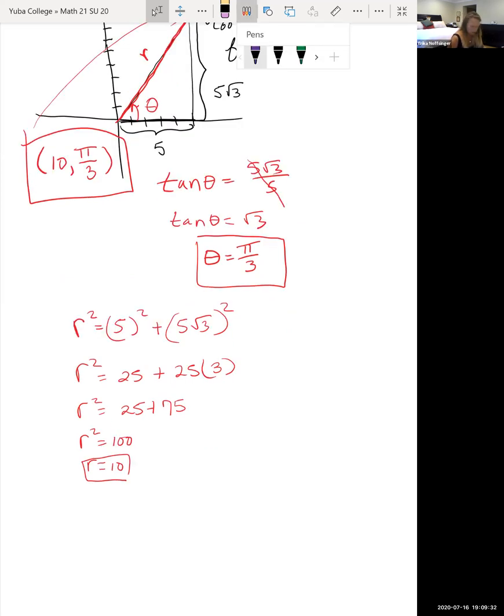Should we do one more? Actually, let's do one like this. Let's say you're given an equation. The letters x and y represent coordinates. Find the equation using polar coordinates r, theta.